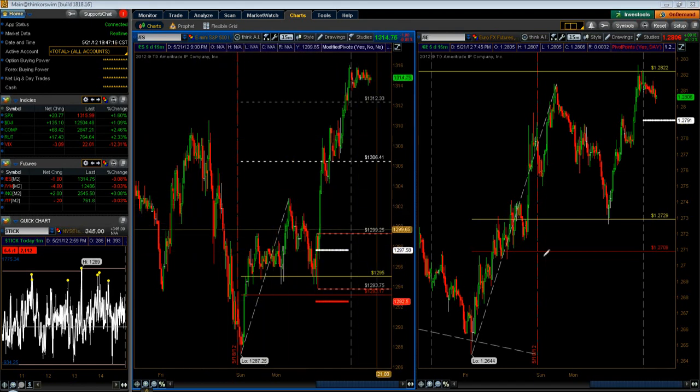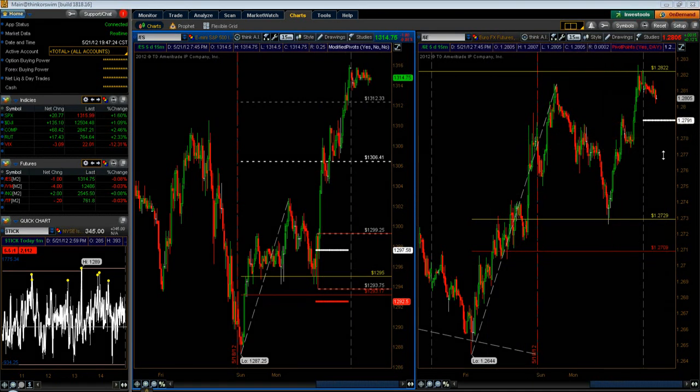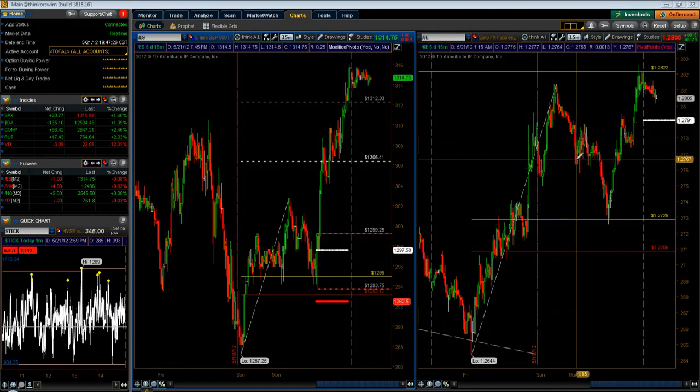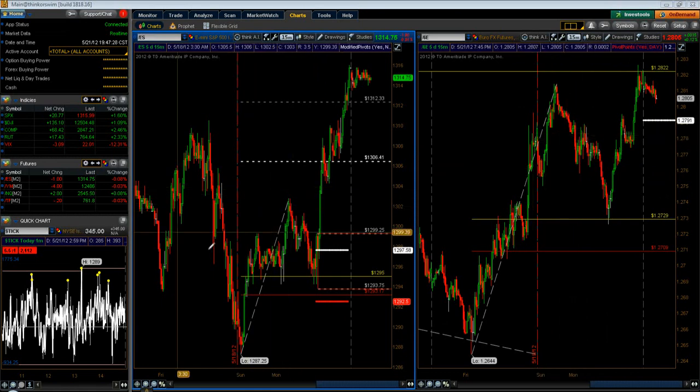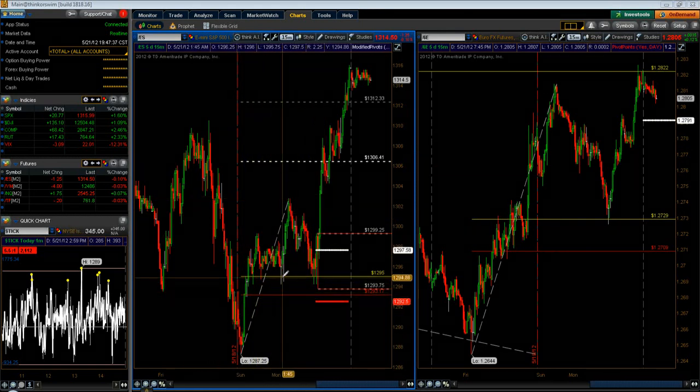So both charts have 24 hours worth of data, and then obviously the Euro, there's no gap fill pertaining to the Euro. So we just look at the overnight volatility in relation to the prior day's close on the ES. So we'll start there, and we'll work our way forward.